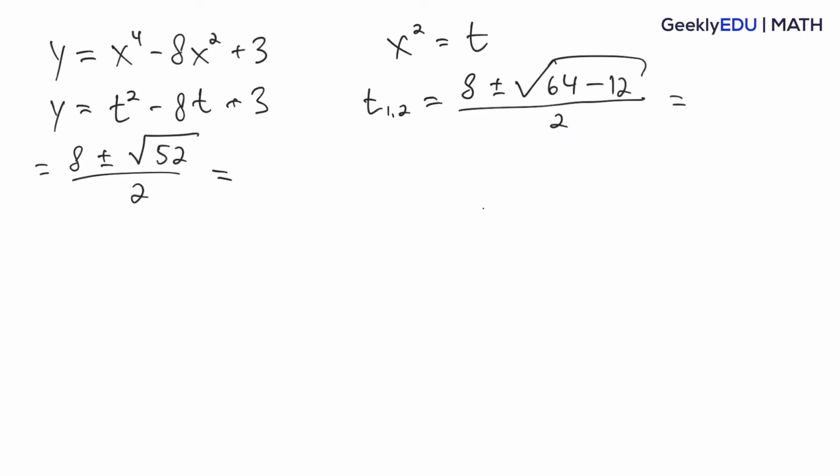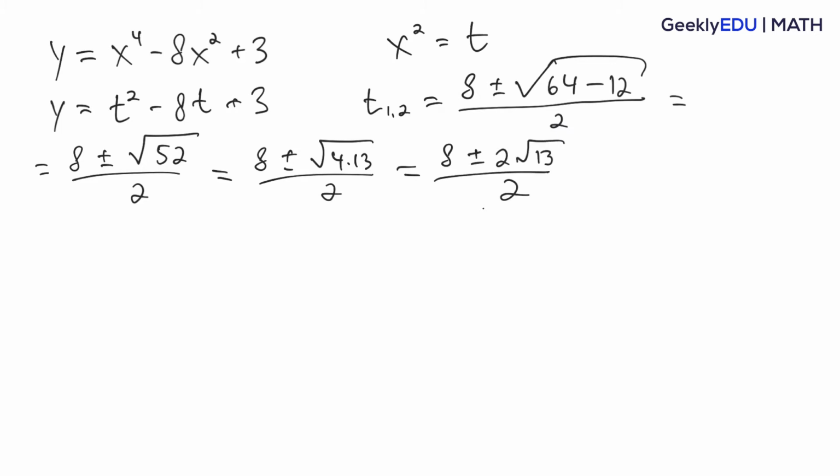Now, if you notice, 52 can be rewritten as 4 times 13. And this is all divided by 2. And then we can take the 4 out of the square root. So it'll be 8 plus or minus 2 times the square root of 13 divided by 2, right? Because 2 is the square root of 4, obviously. And then if we divide everything by 2, we'll have our two solutions of t, which is 4 plus or minus the square root of 13.